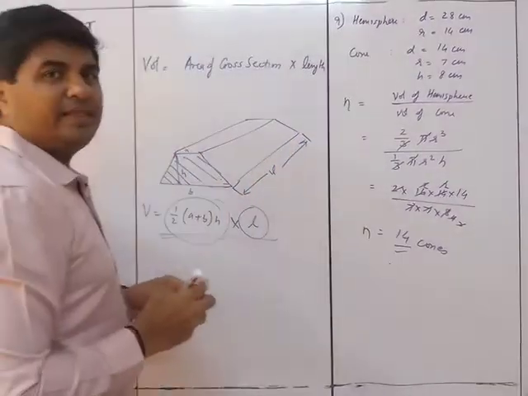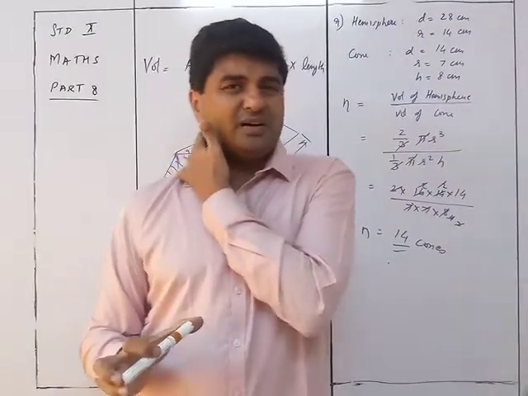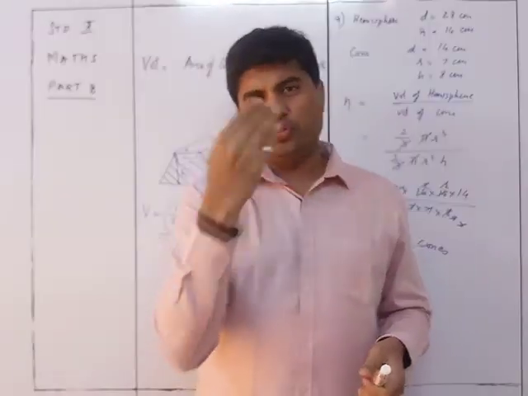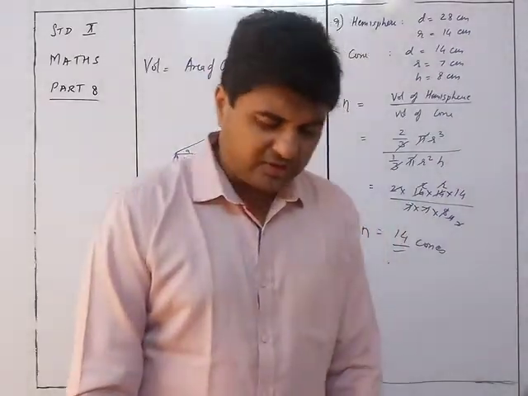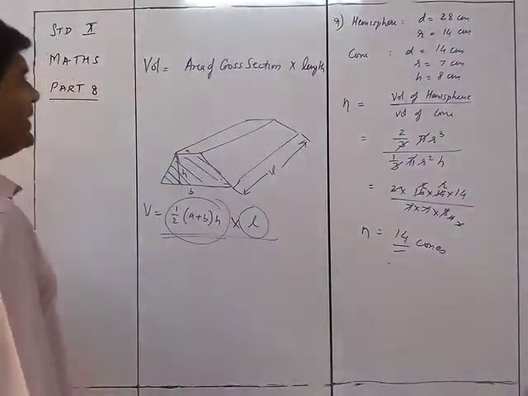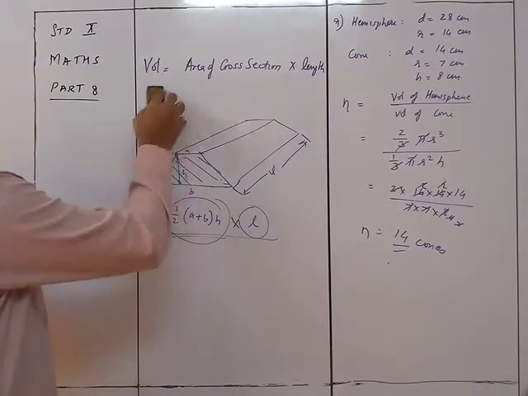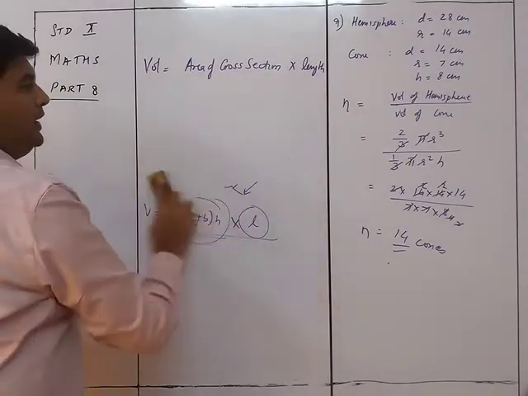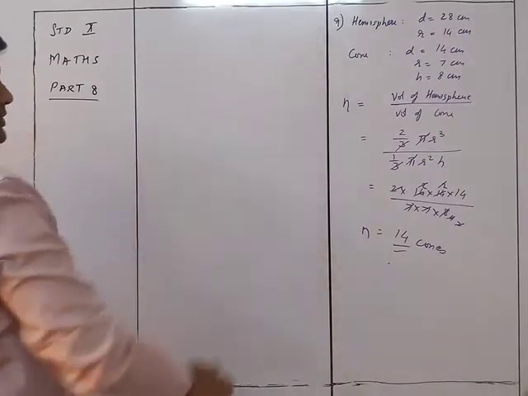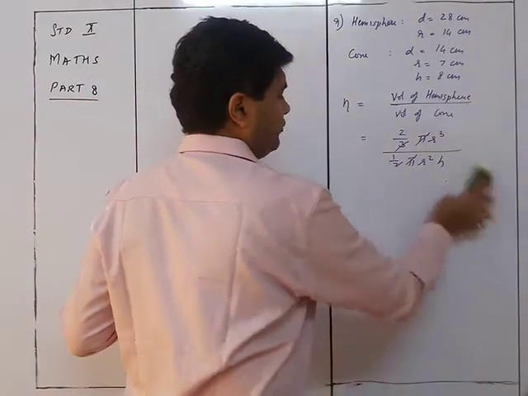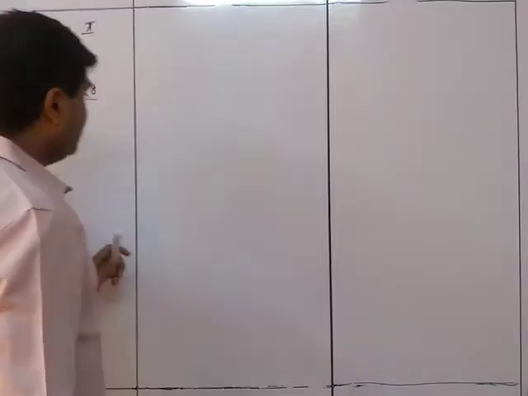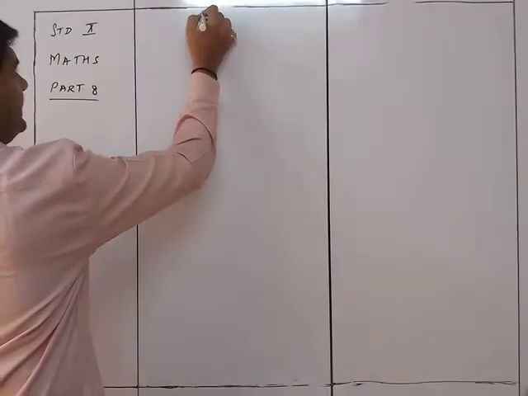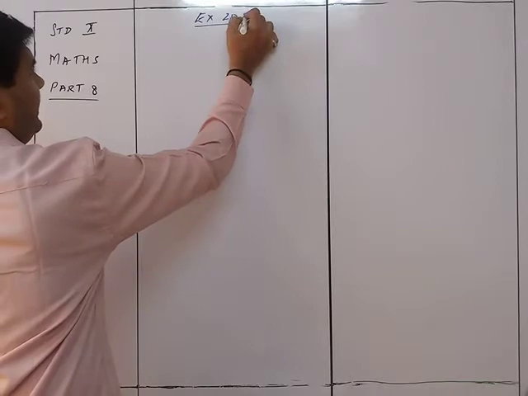Okay, so this is the only thing which is new in this particular exercise. Otherwise, the same cone and sphere and cylinder and so on are going to come. So nothing much different. So let's continue with exercise 20F. You can just note down this formula. Volume is equal to area of cross section into length. So that is the new formula for this particular exercise. So now we start with exercise 20F.